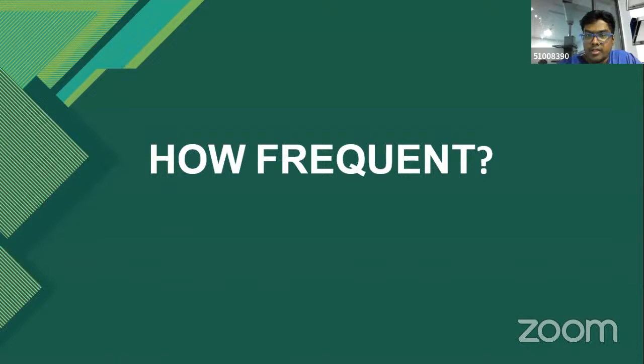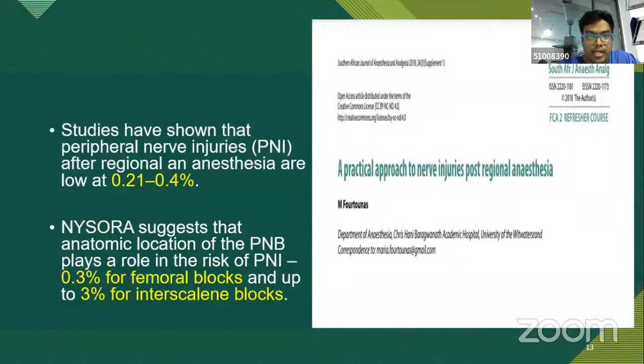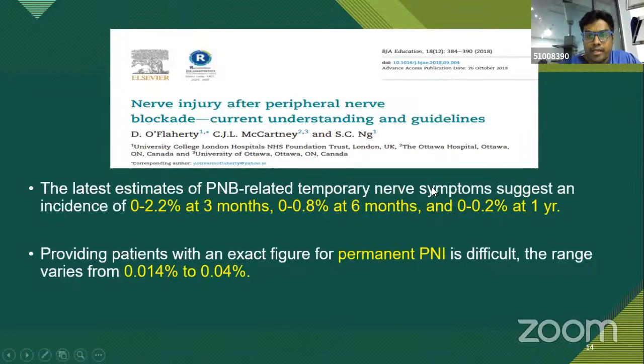So even with ultrasound guided blocks, nerve injury is possible, and to see how frequent it is: peripheral nerve injuries after regional anesthesia are around 0.21 to 0.4%, which is very low, but this is because of the underreporting of nerve injuries. So NICERA suggests 0.3% for femoral blocks and 3% for interscalene blocks, for the very reason I told you before, the nerve to adipose tissue ratio. The latest estimates of temporary nerve symptoms like neuropraxia, which is reversible, put the incidence at 0.20 to 2.2% at 3 months, 0.8% at 6 months, and 0.2% at 1 year. So the incidence decreases at 1 year.